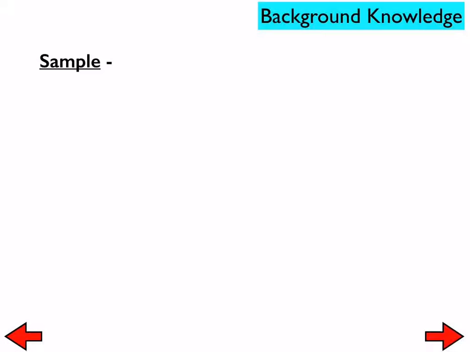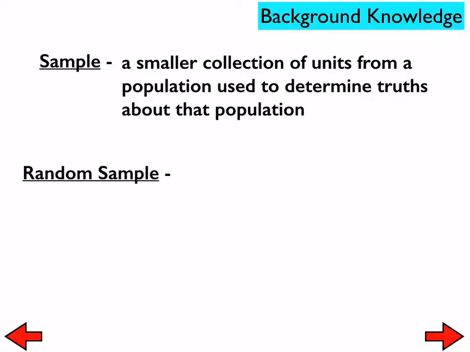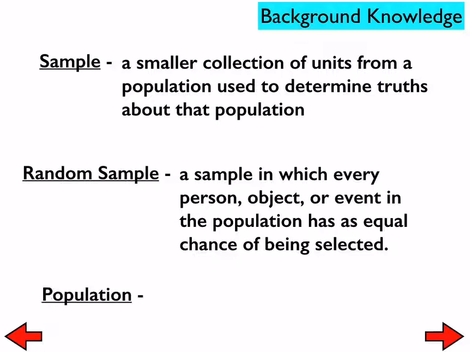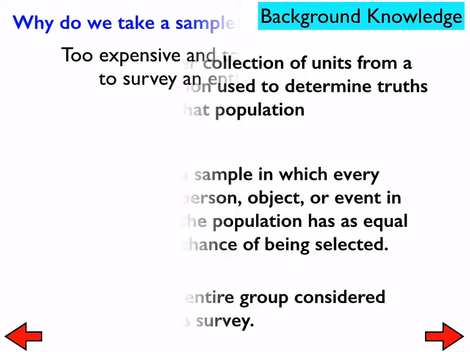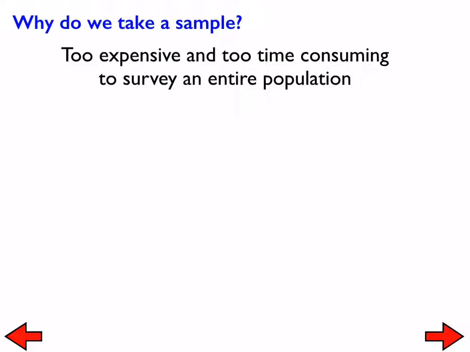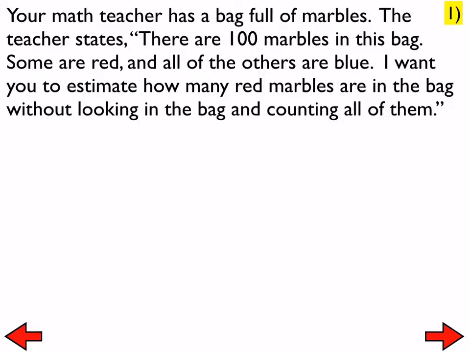So some background knowledge. We defined all of these things yesterday: what a sample was, what a random sample is, and what we mean by population. And we also talked about why we take a sample, and basically it's because in many cases it's too expensive and too time-consuming to survey an entire population. So let's just go ahead and get started for today.